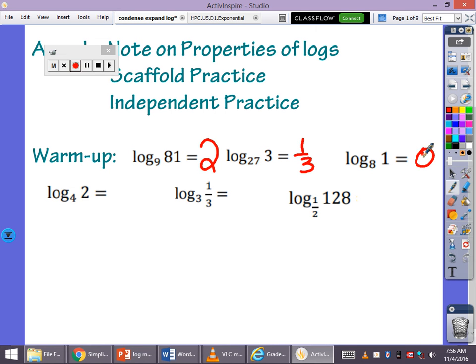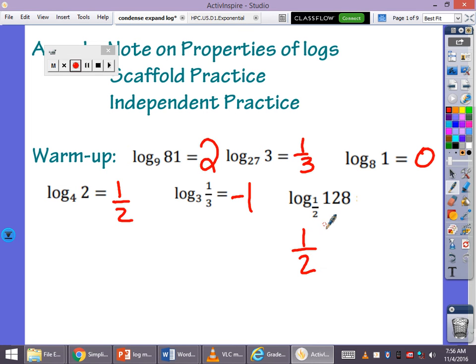Okay? Log 4 of 2? It's a half. My base is going to be bigger than my output, okay? All right, the next one. -1. And the last one.